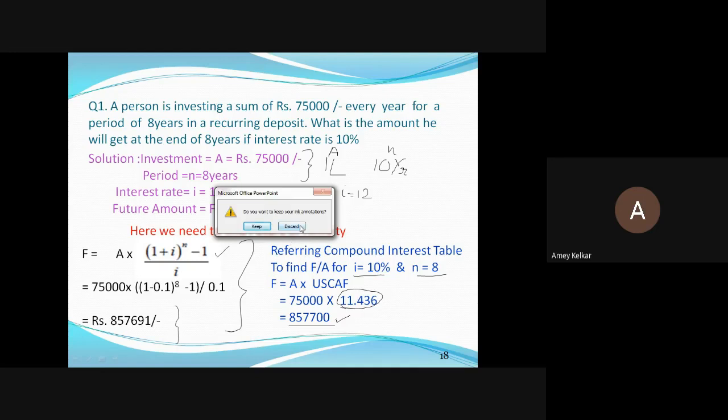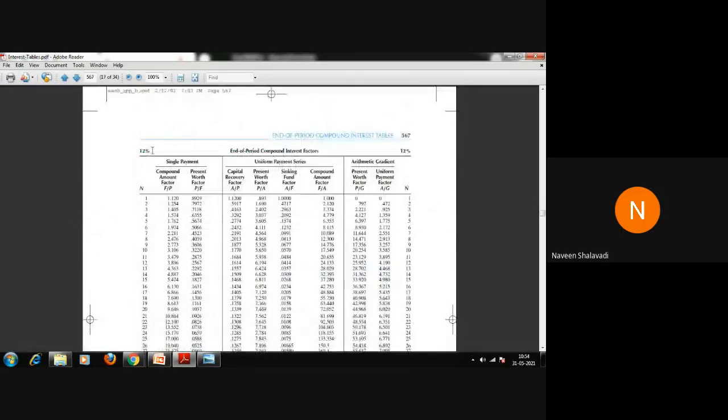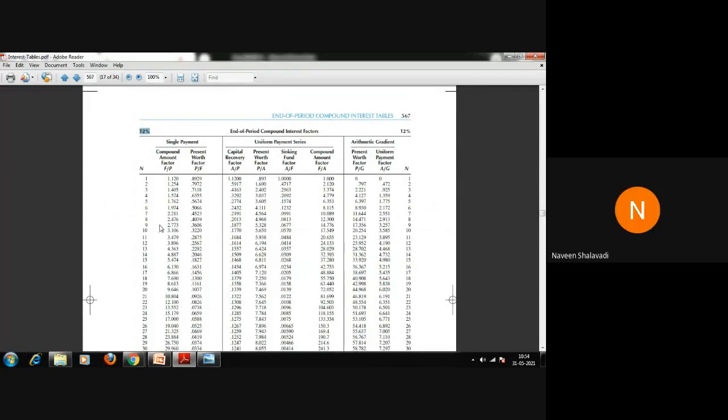Okay. So n is 10 years, i is 12. So I'll open the table. So first, what do I have to check? Rate of interest, sir. Yes, 12%, sir. This one. Now next, what do I have to check? Number of years, which means period. So here in my example, period is how much? 10 years. So which factor do I have to see? Future value of annuity. Correct? Yes, sir. So what is the number?